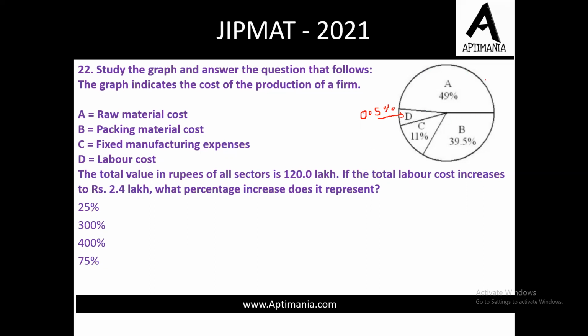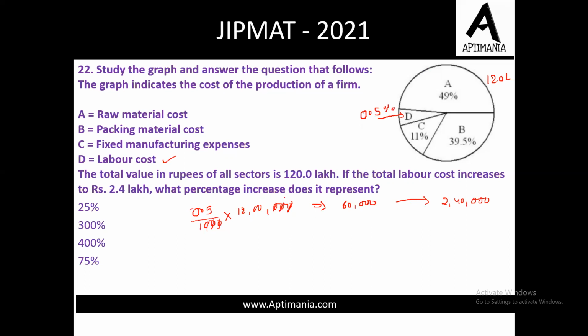So the value of this total pie chart is 120 lakh. If the total labor cost increases to 2 lakh rupees, so initially the labor cost we are talking about, D. Initially the labor cost was 0.5% of 12 lakh, right? So it was how much? If we cancel this out, it was initially 60,000. Now it increases to 2.4 lakhs. So 2,40,000. From 60,000 it becomes 2,40,000.